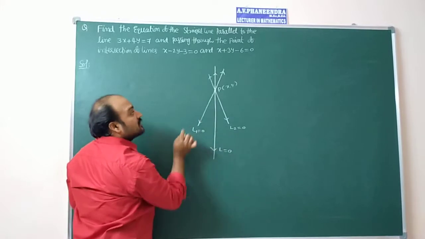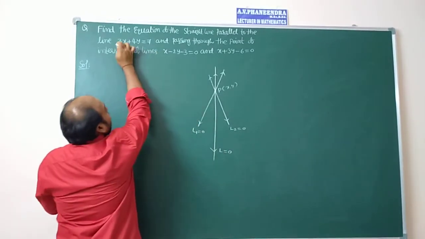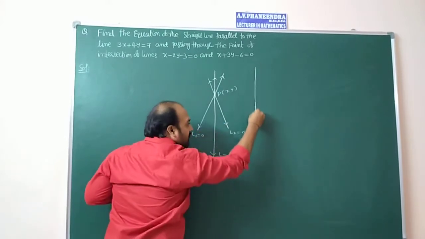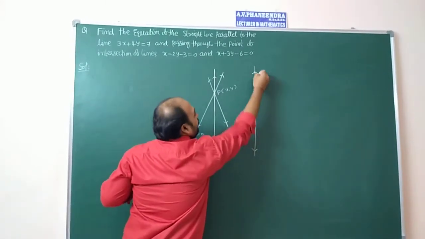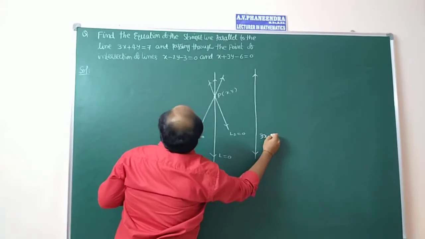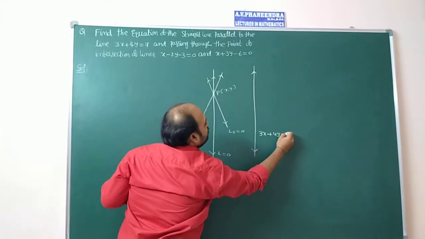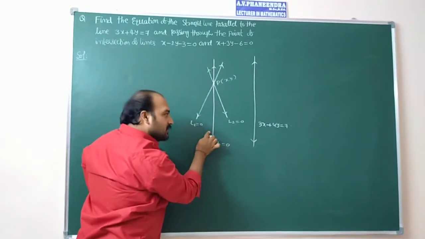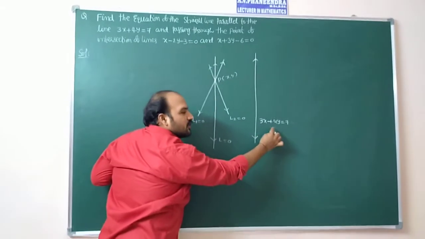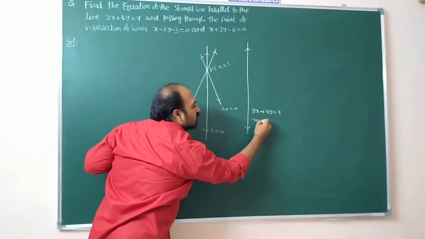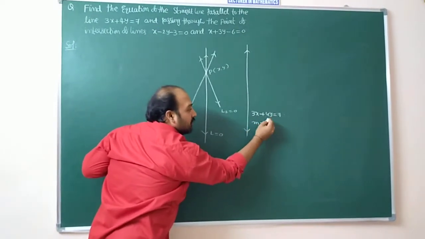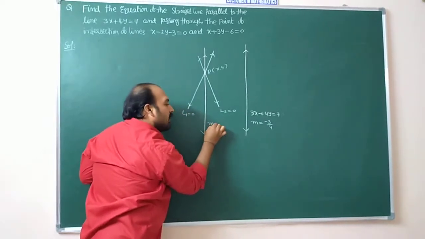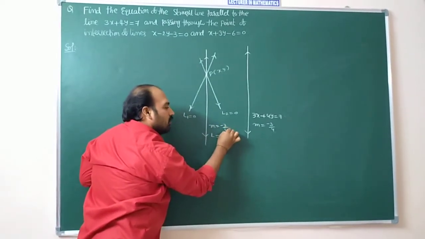And parallel to this line, what line? 3x plus 4y equal to 7. So this is the given line, 3x plus 4y equal to 7. This line is parallel to this one. That means slope of L equal to 0 is equal to slope of this line. This line slope is equal to what? M is equal to minus x coefficient by y coefficient. So obviously slope of L equal to 0 also, M is equal to minus 3 by 4.